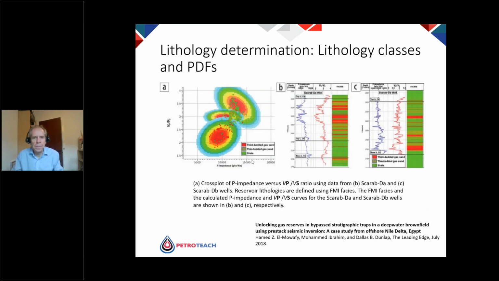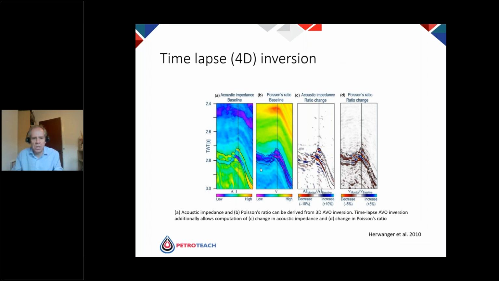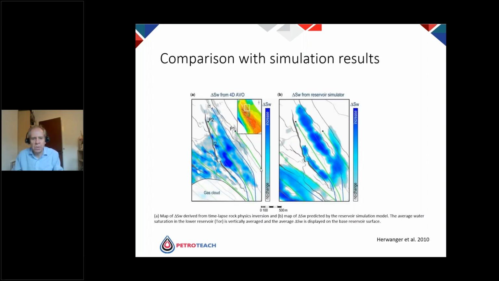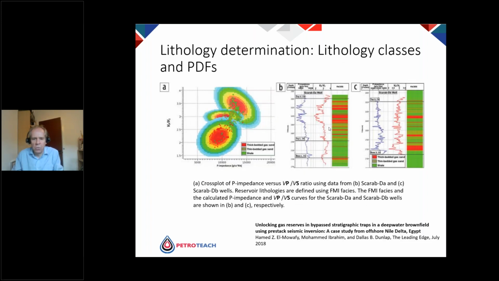We can do lithology determination with our inversion results. So this is looking at changes in saturation. We can also try and map out lithologies. To do that, I need to have a lithology log. In this case, I think they used FMI data. They identified different lithologies, and you see there are 3 different colors in here. There's a thick-bedded gas sand, a thin-bedded gas sand, and a shale.